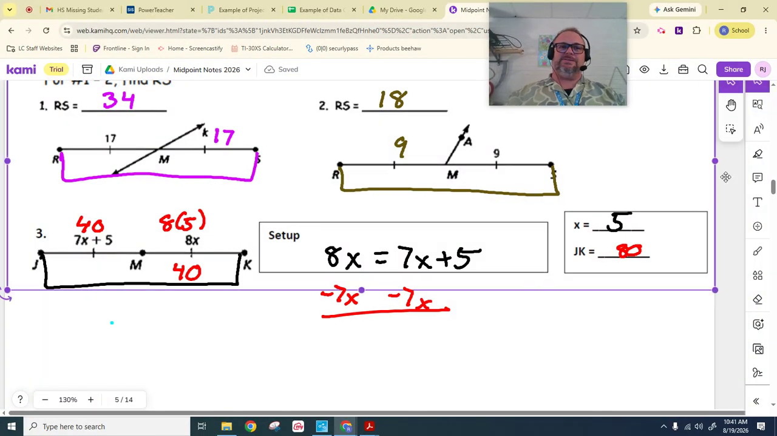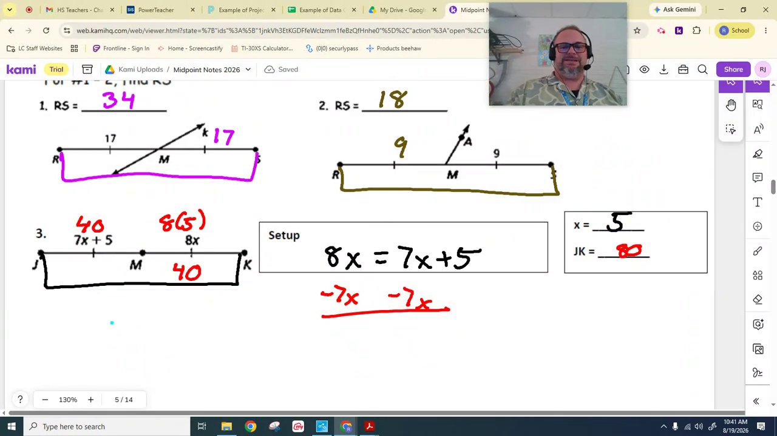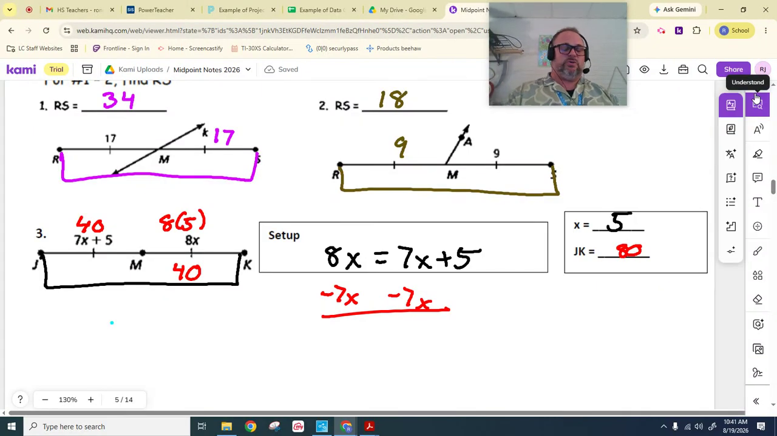Hey, I love the enthusiasm, though. It just happened to be the wrong answer. Okay, it's kind of like that one student I had when I was getting observed. I'm like, give me a number 1 through 10. 12.